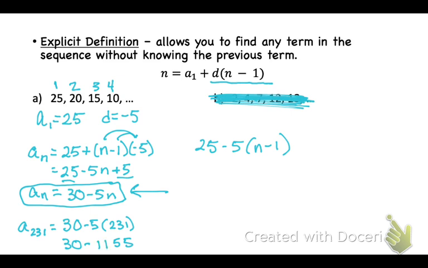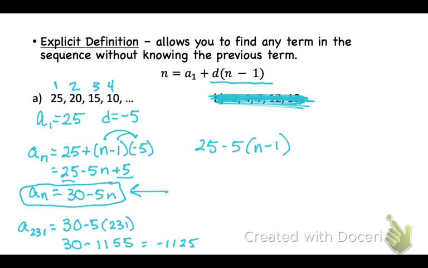Putting a random number, I'm showing you how we can use this. It would be -1,125. Okay. So was that a lot easier than going through 230 problems, subtracting 5, and then doing it one more time? Yes. Okay. So an explicit definition is much more efficient, and we should try to write things explicitly.